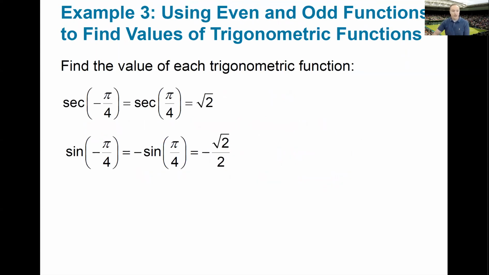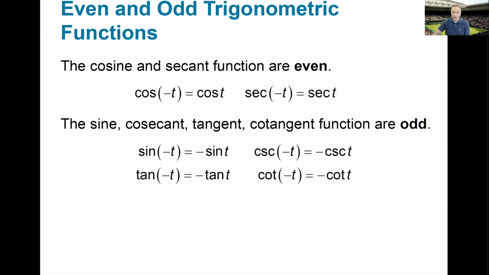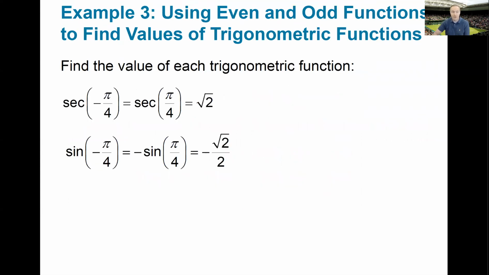So, for example, here I'm asking you to evaluate the secant at negative pi over 4, and you'd say, well, we've already evaluated the secant at pi over 4 and found it to be the square root of 2. What we know from this previous page is that the secant of negative pi over 4 is going to be the same thing as the secant of pi over 4. So it's also the square root of 2. When I look at my sine function, the sine of negative pi over 4, I know since the sine function is odd, it's going to be the negative of the sine at pi over 4, because instead of moving the y value up, it's now moving the y value down. You just say, well, it's the negative square root of 2 over 2.